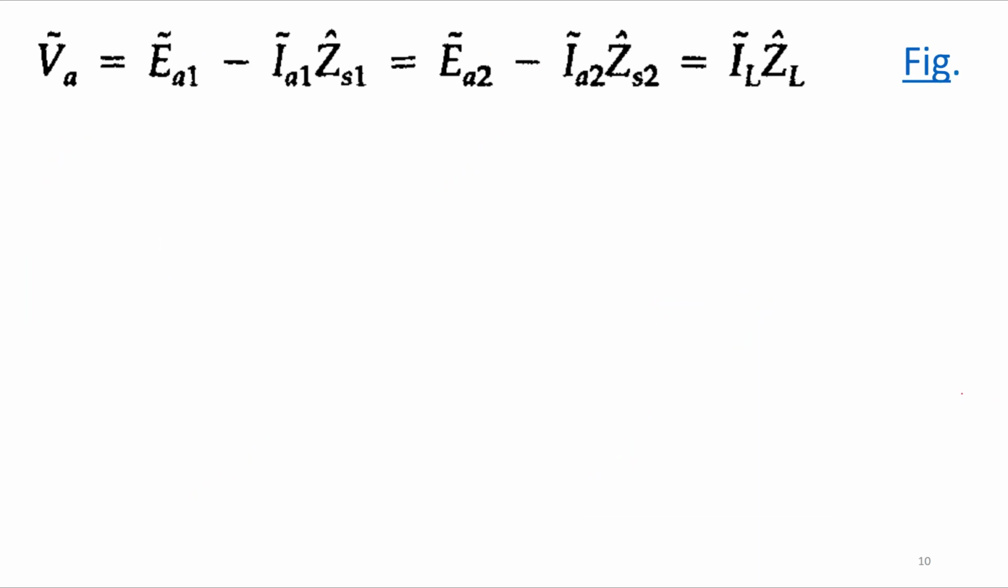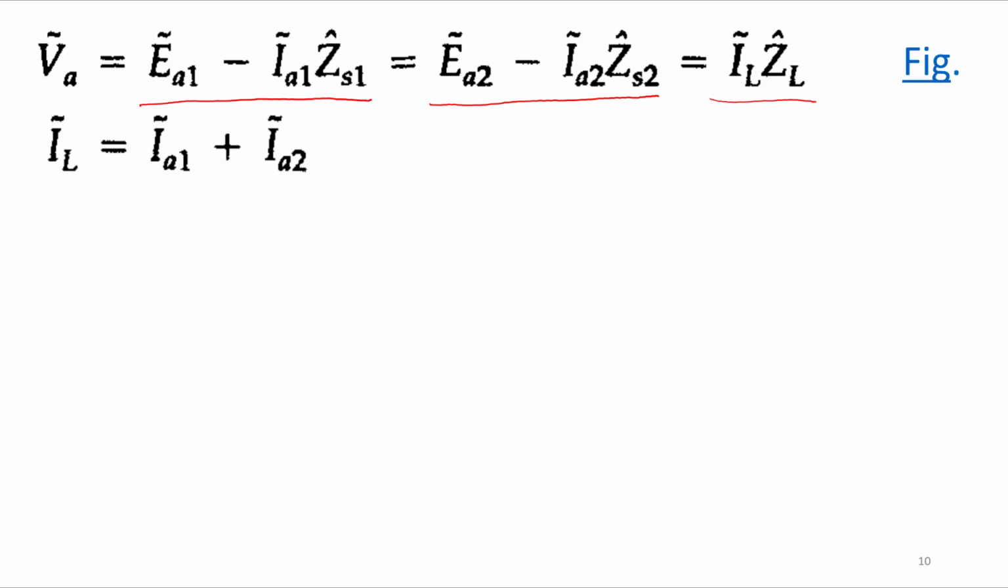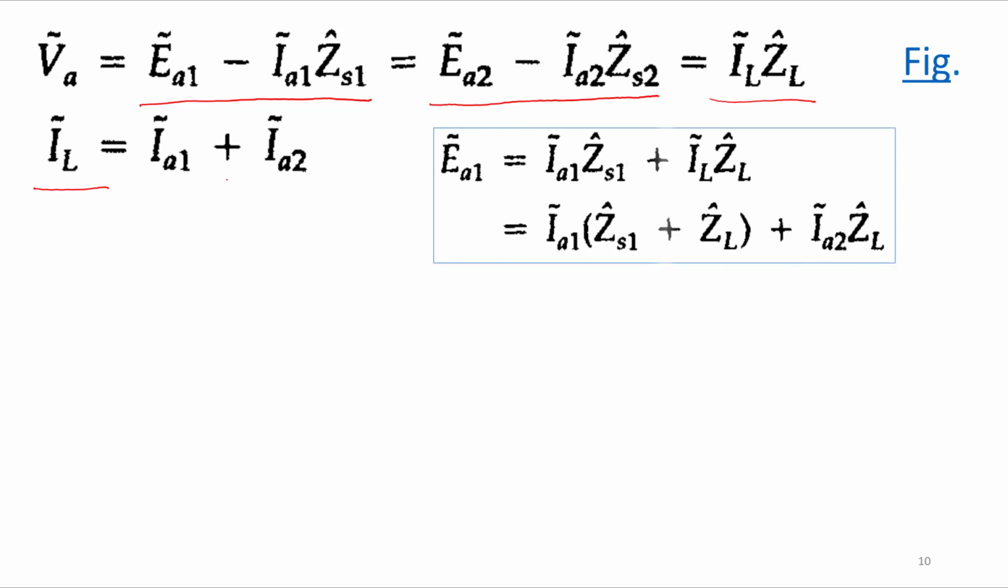If we write the terminal voltage equation considering both the generators, for the first generator it will become EA1 minus IA1 Z1, and for the second, EA2 minus IA2 Z2, which are both equal and which will be equal to IL ZL. Now IL will be equal to IA1 plus IA2, very simple, right?